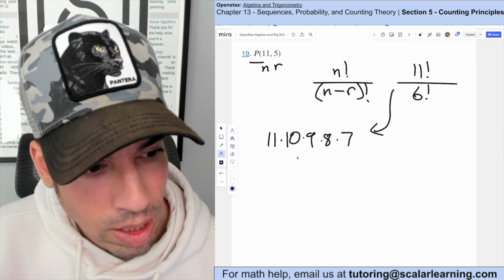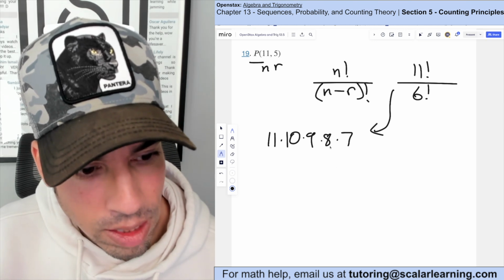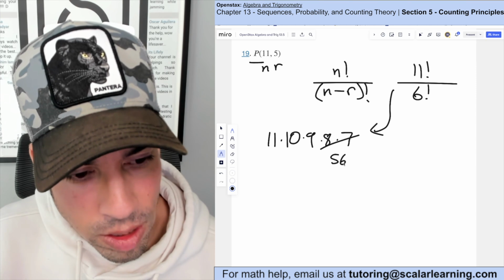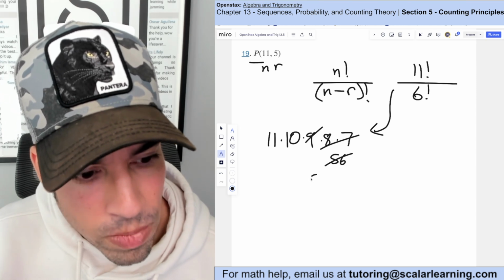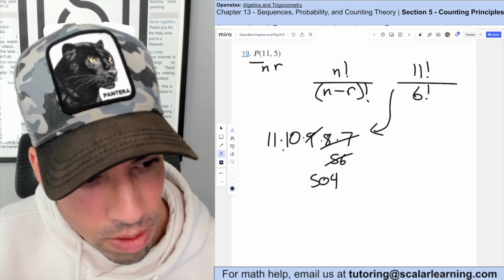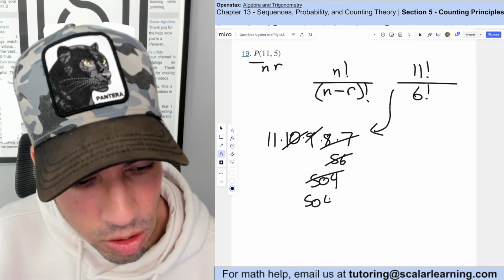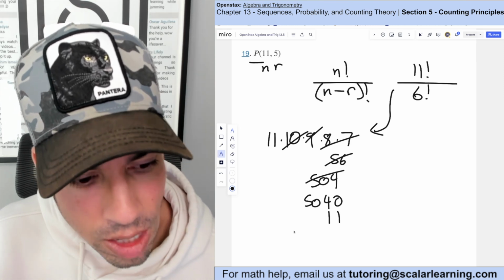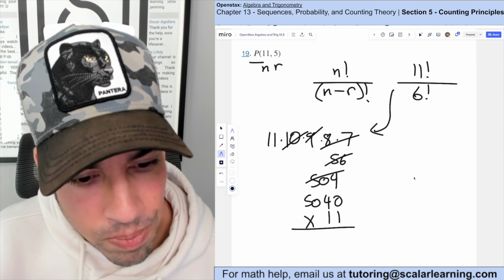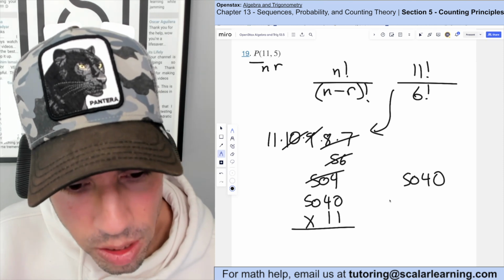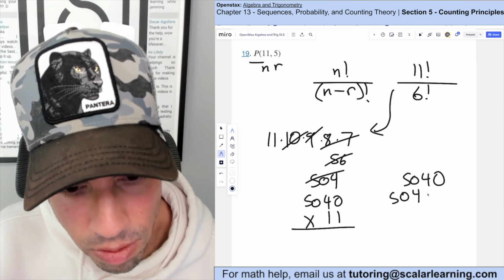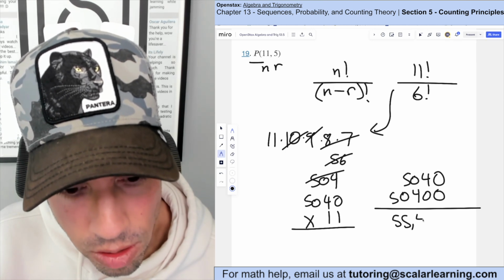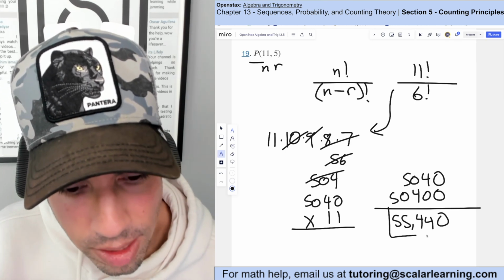All right, now we can calculate this. 7 times 8 is 56, times 9 is 504, and then times 10 is 5,040. Obviously, you can do this in a calculator, but we'll just do it by hand since we're already here. And then 11 times 5,040 is 5,040 plus 50,400, which is going to give a final answer of 55,440. That's how you do it.